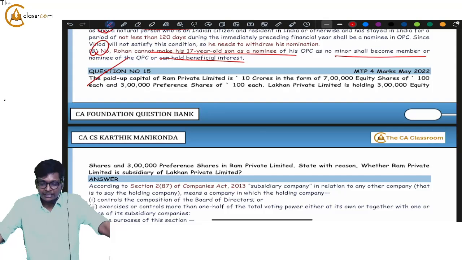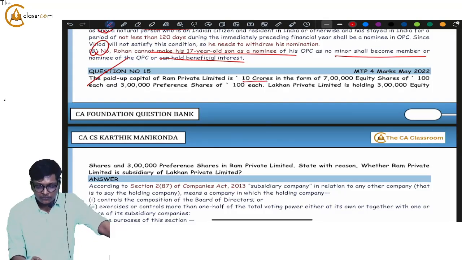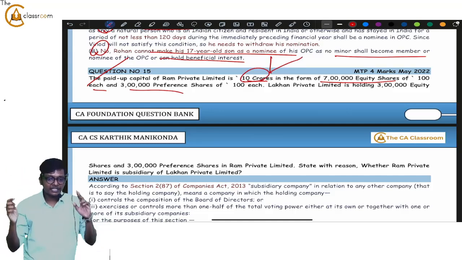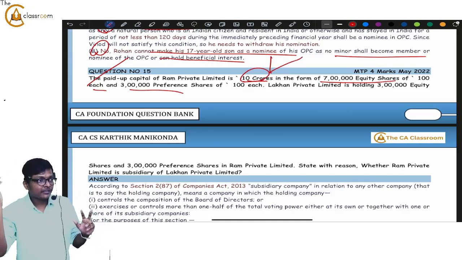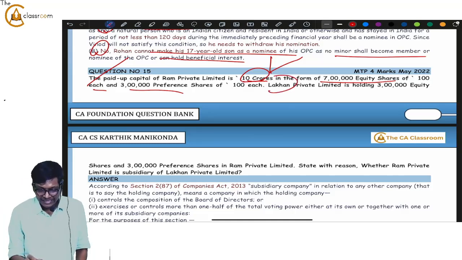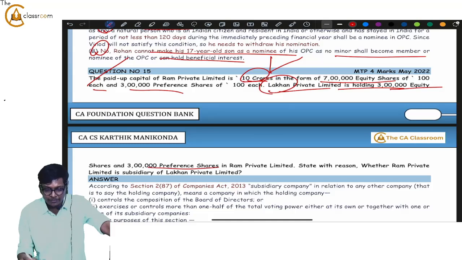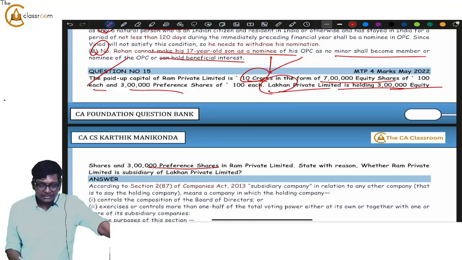Next, question number 15. The paid up share capital of Ram Private Limited is 10 crores in the form of 7 lakh equity shares and 3 lakh preference shares. So in total it is 10 crores. Think of the breakup: 7 crores equity, 3 crores preference. Lakhan Private Limited is holding 3 lakh equity shares and 3 lakh preference shares. State with reason whether it is a subsidiary or holding.